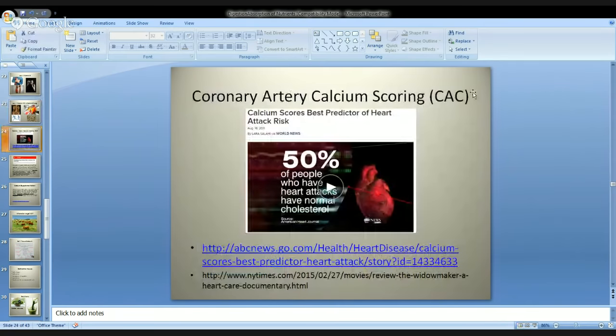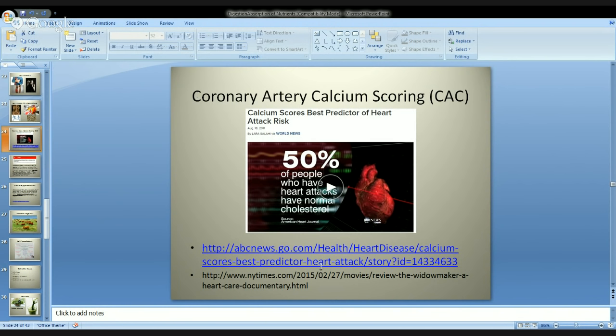There's a way better test for heart risk than cholesterol. 50% of all people who have heart attacks have normal cholesterol. It's really the calcium buildup on the arteries. That's why the arteries become stiff, and then you will have a problem with high blood pressure, and then eventually a stroke. But there's a test that can be done called the coronary artery calcium scoring. And you do this test, and they can look inside and see if your arteries are calcified.